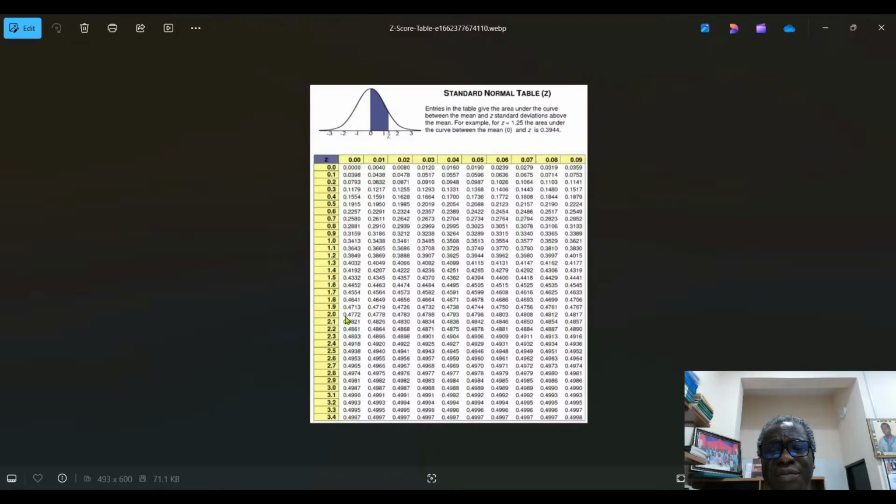So we add 0.5 to this 0.4772, and that's how we obtain the cumulative probability for z equals 2 to be equal to 0.9772.